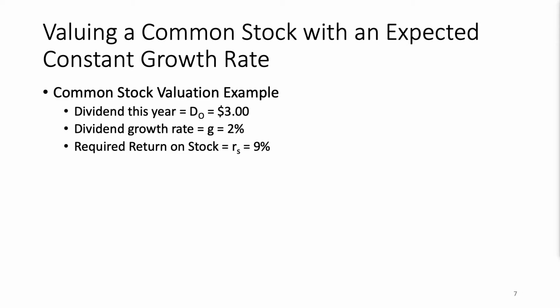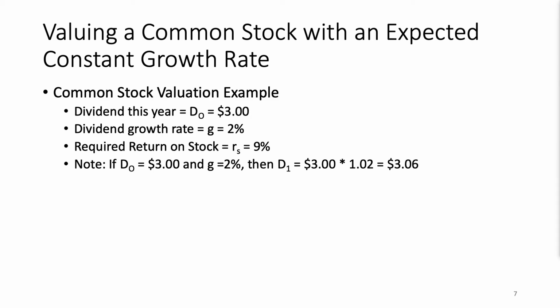So how am I going to find the present value of receiving those dividends that are going to go up every year by 2%? Show me the math, show me the formula. So note, if D0 equals 3 and g equals 2%, then D1, next year's dividend, which is what the model is going to need, so we're going to have to calculate that, is $3.06.